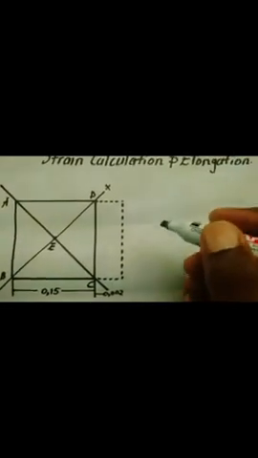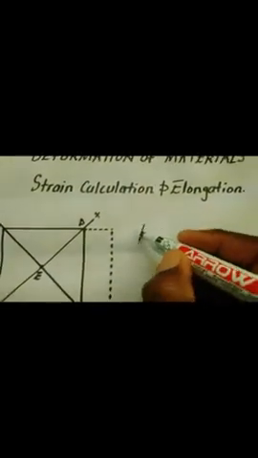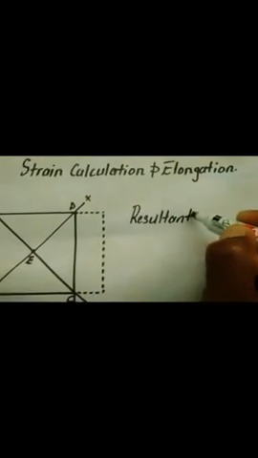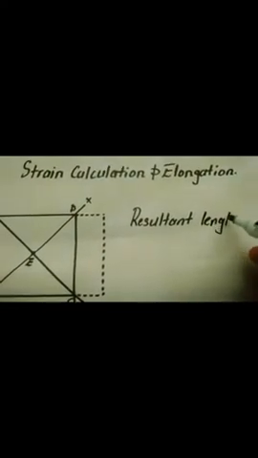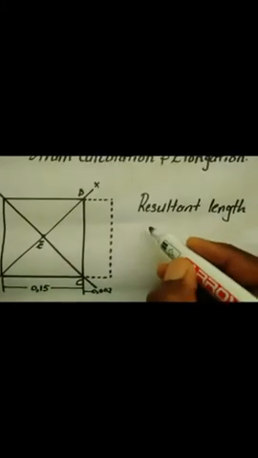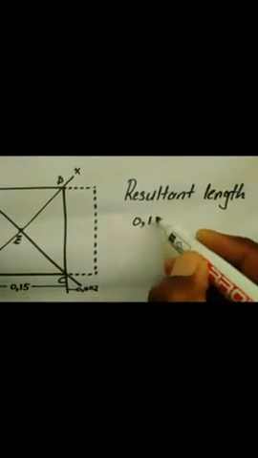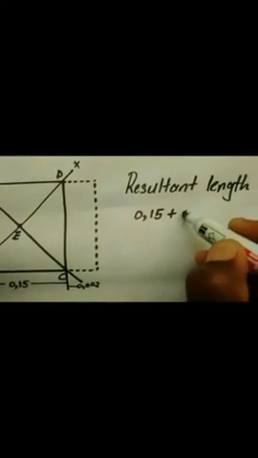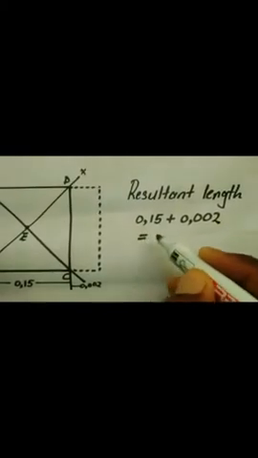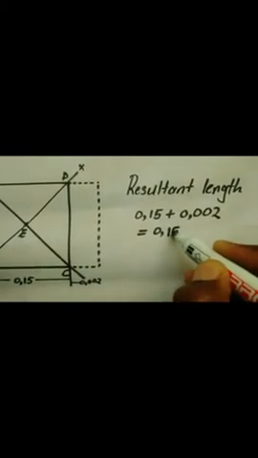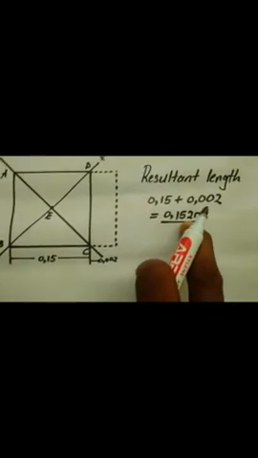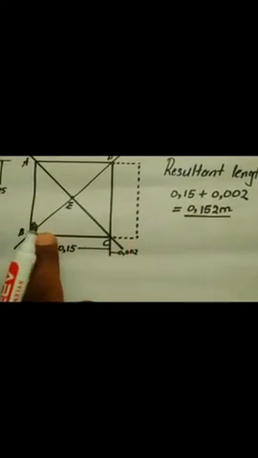Initially I've got something like 0.15, so the resultant length along this horizontal line will be 0.15 and 0.002 meters. By adding, I've got 0.152 meters. So this is the final length due to deformation in the horizontal line.